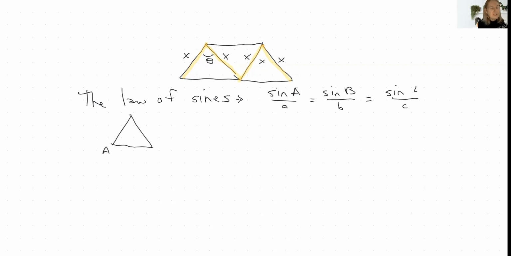So I have a triangle. It's not a right triangle, so we can't use our normal trigonometry. It doesn't really matter what I call A, B, and C, but the side across from A is A. The side across from B is B. The side across from C is C. That's what all these letters are.